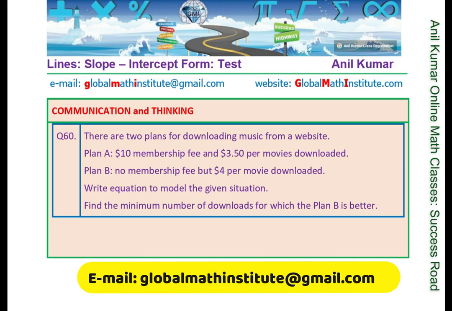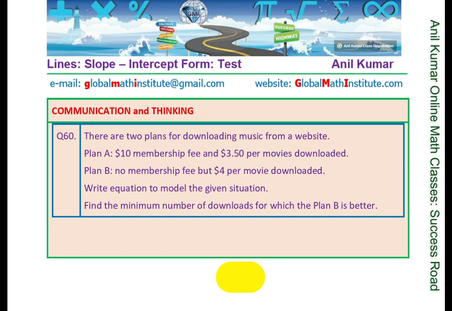Well, perfect. So plan A is a $10 membership fee, which is a fixed cost, and $3.50 per movie download. So let's say N is the number of movie downloads, or we can say M, right? So we can say that the cost is equal to 3.50 times the number of movies M plus $10, right? And for the other one, the cost is $4 per movie, right? So 4M. Perfect.